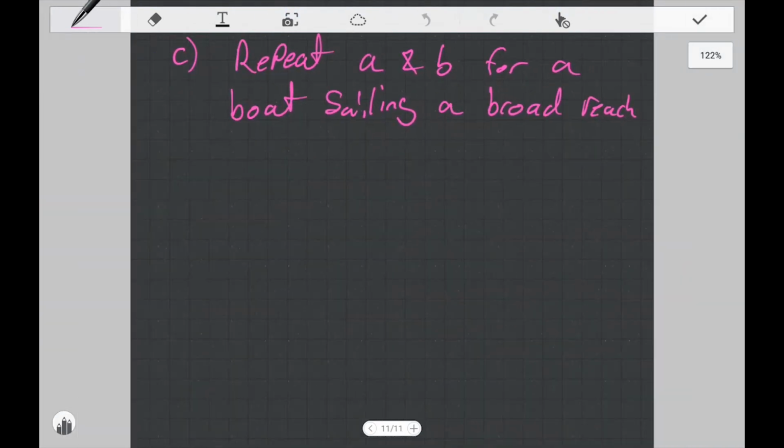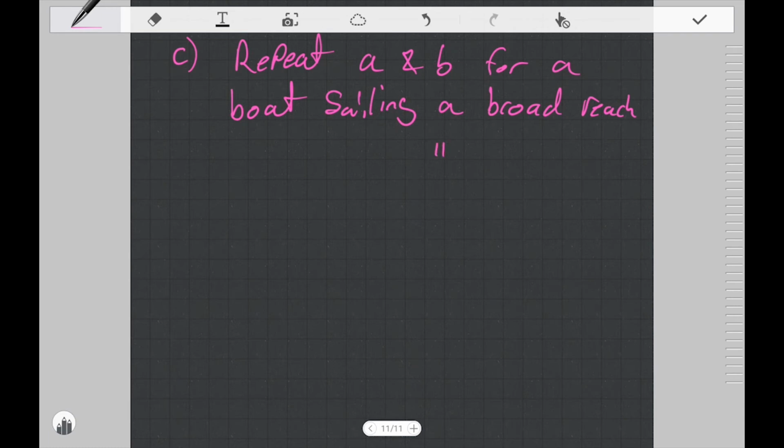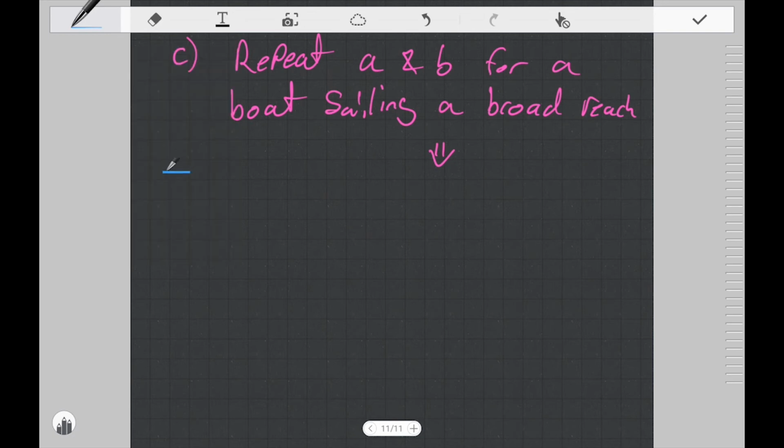Part C of this example asks us to repeat A and B for a boat sailing on a broad reach. So let's get to it. We have the wind coming from the top of the page. We have 3 true winds to consider.